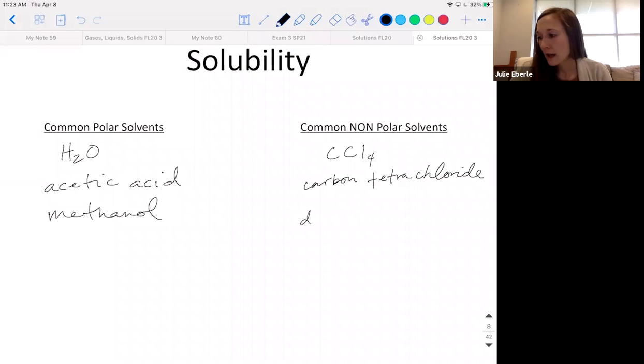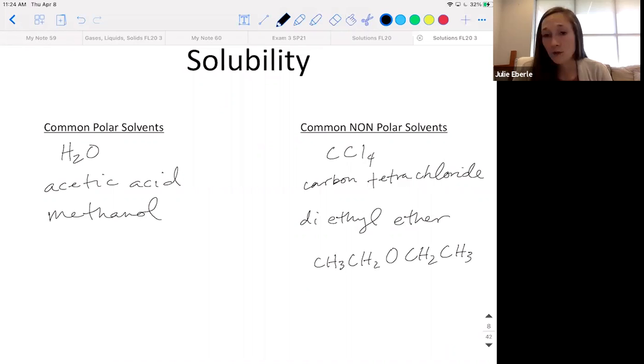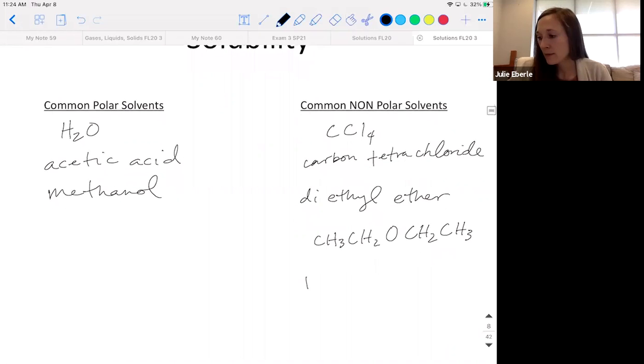There's one called diethyl ether. So this looks like this. You got CH3, CH2, and then you got an oxygen. And then you got the reverse, CH2 and CH3. So again, there's symmetry here. So this molecule is nonpolar overall. And then you might have even heard of this before, benzene. This is C6H6. All carbon hydrogen bonds there. So these are three really common nonpolar solvents.